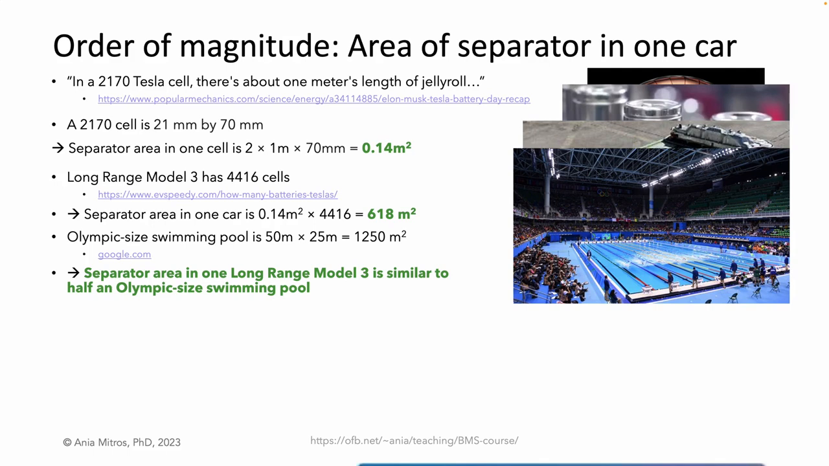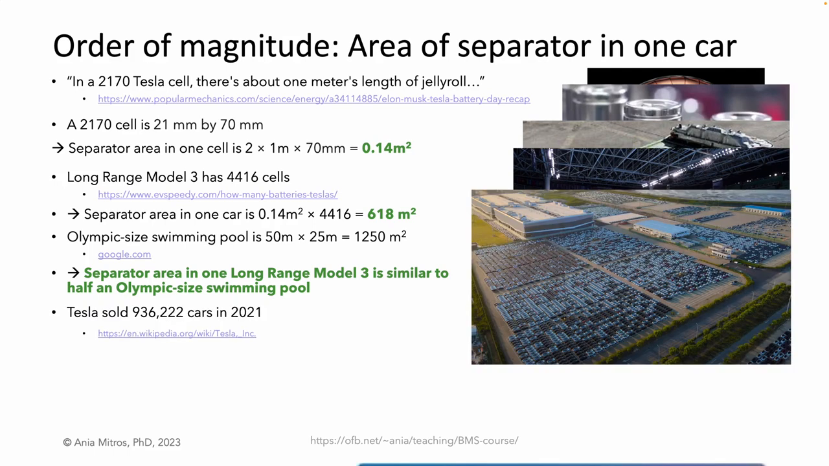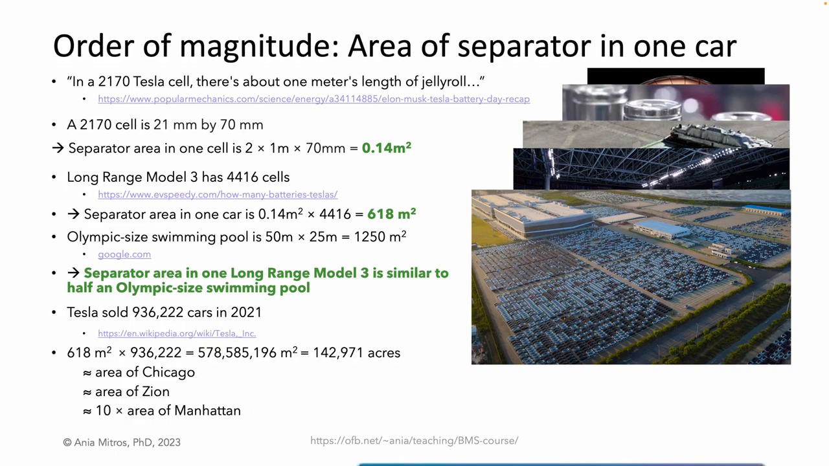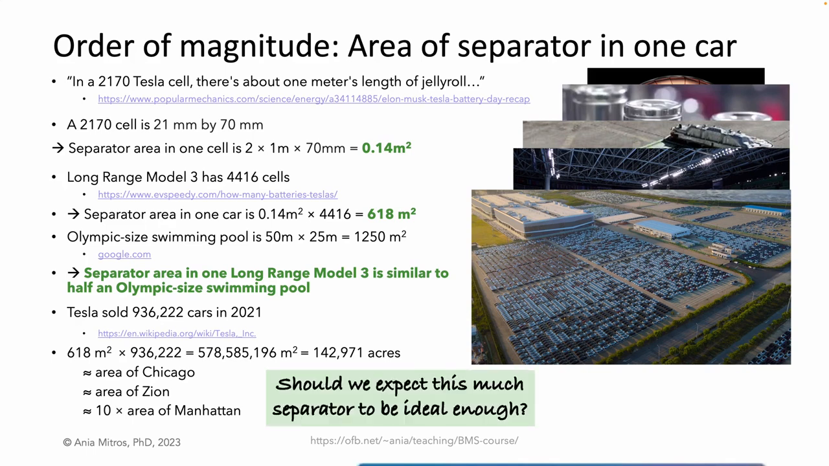Okay, that's intuition. One last search. Tesla sold nearly 1 million cars in 2021. In 1 year, Tesla's vehicles contained as much separator as the area of the city of Chicago, or Zion National Park, or 10 times the area of Manhattan. Can we expect such an area to be free of defects that might lead to internal shorts? What do you think?